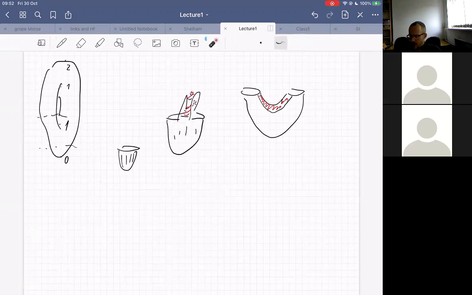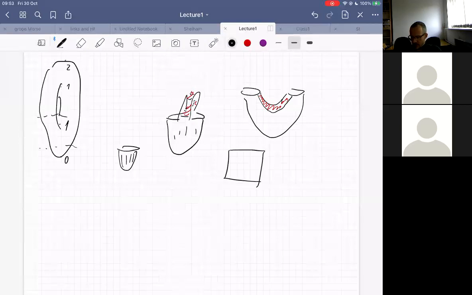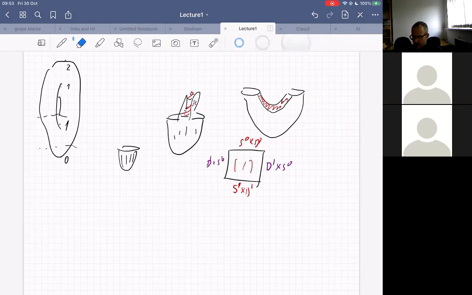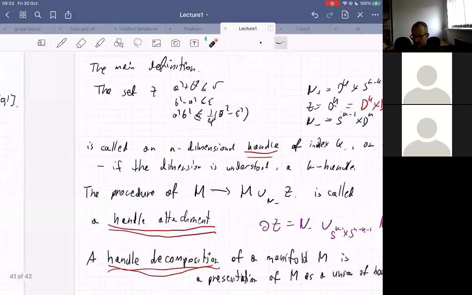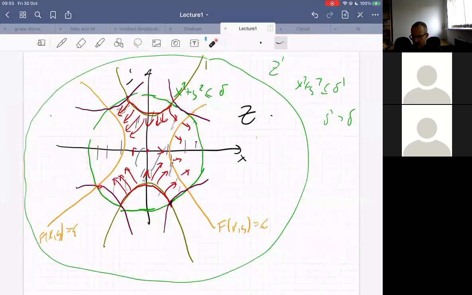But whether you draw it this way or that way is a homotopy equivalent statement. Okay, this is a one handle. A one handle is a disk, which is here S1 cross S0 cross D1. And here is D1 cross S0. But the abstract statement of the one handle is exactly the same as here. So this is like this picture.